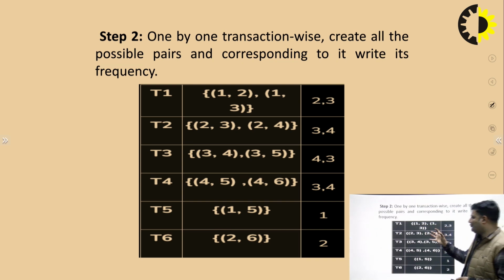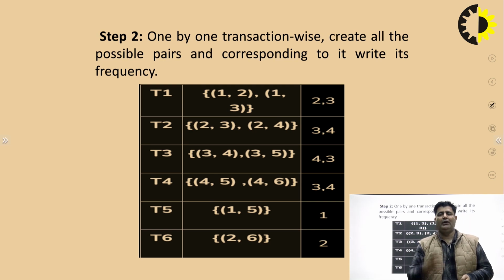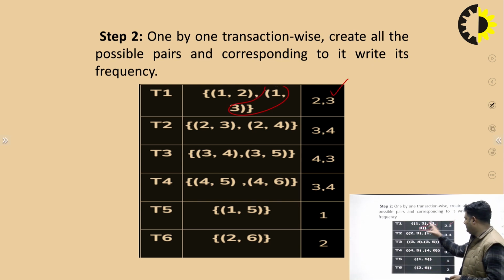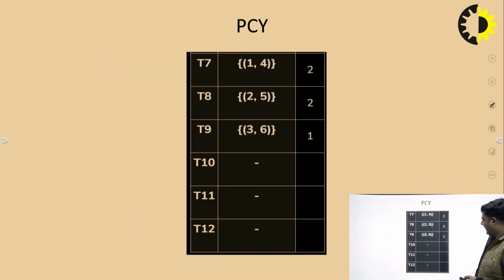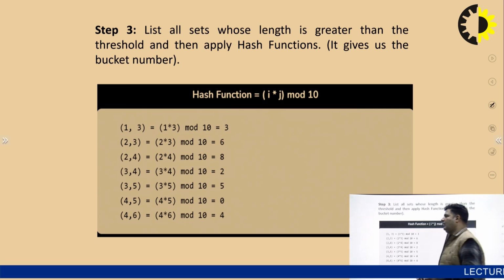So out of these pairs, we have to take only those pairs that have a value of 3 or more than 3. Suppose we take the item pair 1, 3, then we have this pair, then this one, this one. We remove this pair, this pair, and this one and this one. So in the end we find the number of pairs. So out of this number of pairs, what happens?